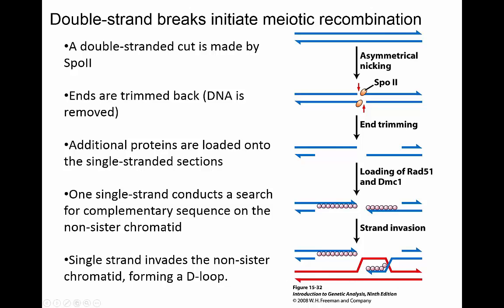So the stepwise thing that happens is, first of all, one of the strands gets a double-stranded cut in the DNA. You get this cut, and then the ends are actually trimmed back. After end trimming, the single-stranded DNA gets covered by these particular proteins, which give this single strand the power to invade the other non-sister chromatid. And what happens next is they start to look for a similar sequence. This structure at this point would be called a D loop because it kind of looks like a D if you turn it on the side.